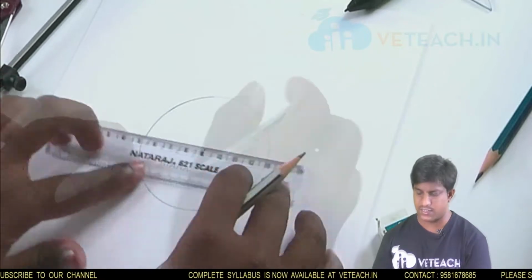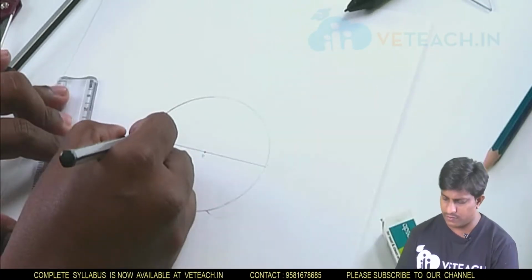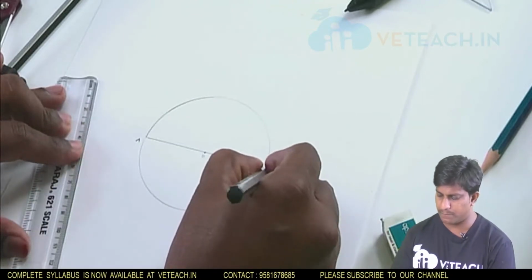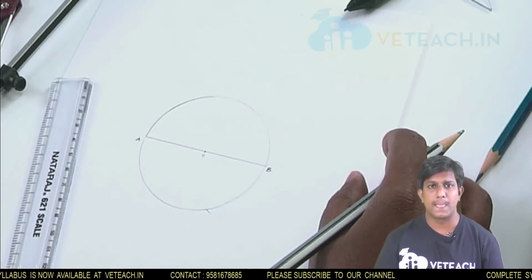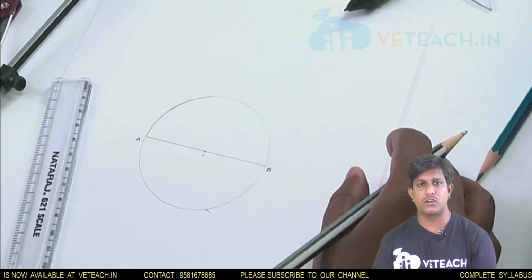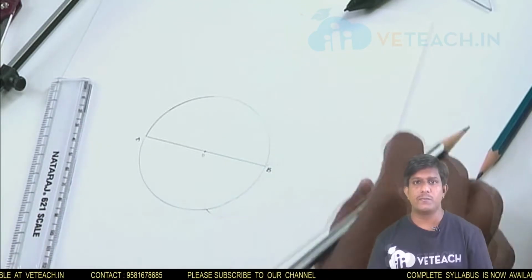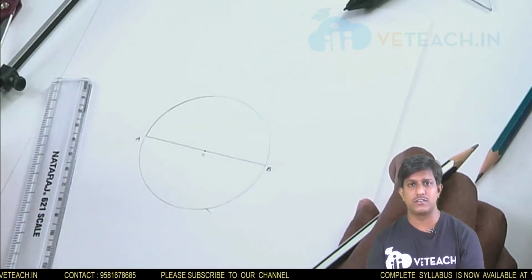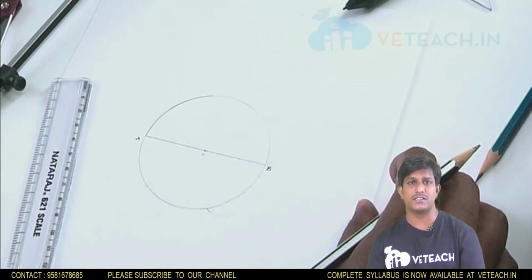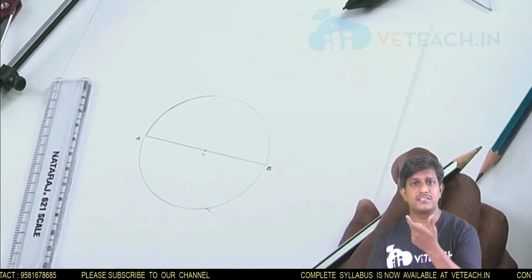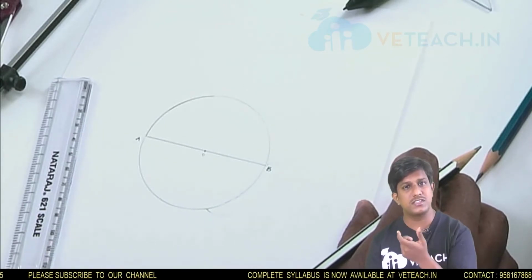Then draw a straight line by using a drafter. We are giving the names A and B. Then in the question he has given: construct a regular pentagon. How many sides does the pentagon consist of? We have to know. A pentagon consists of 5 sides. Then we have to divide this line AB into 5 equal parts. If he has given a hexagon, then we have to divide the line AB into 6 equal parts.